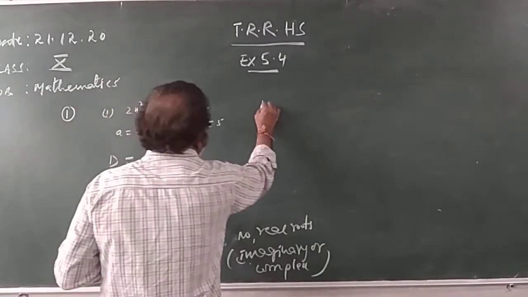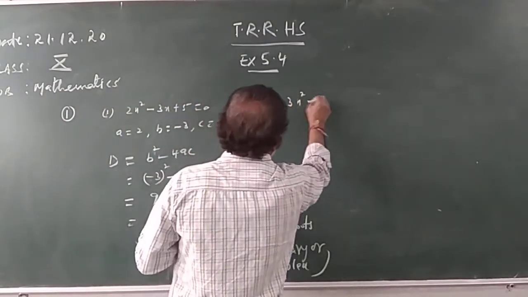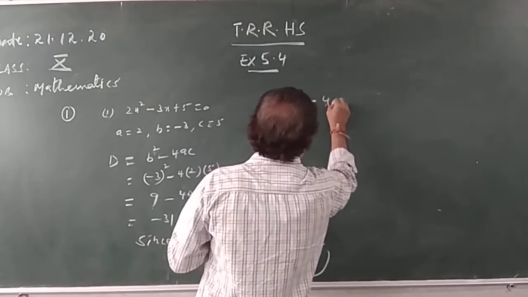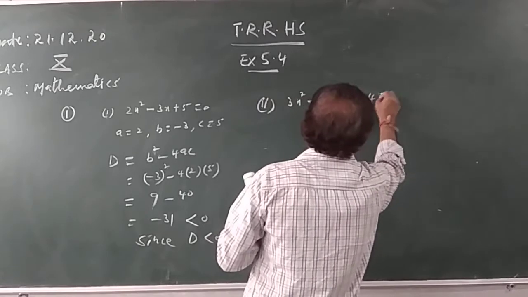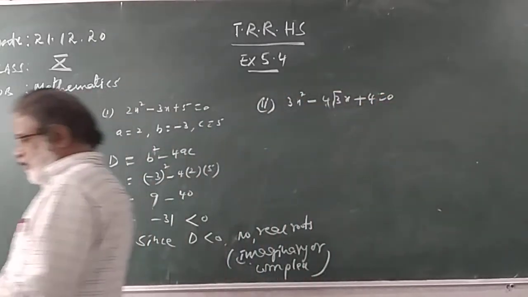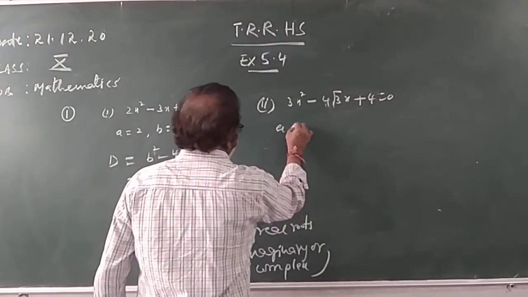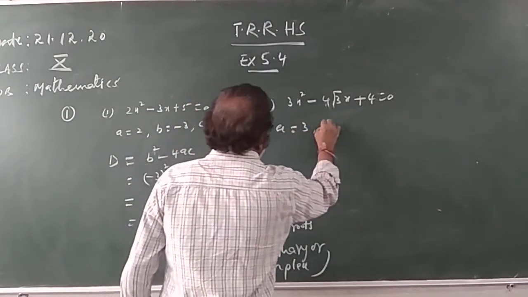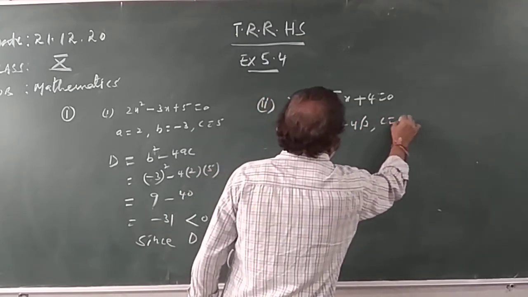We will see the second bit also, children. Now 3x square minus 4 root 3 x plus 4 equal to 0. Comment on the nature of the roots. So a is the coefficient of x square, a equal to 3, b equal to minus 4 root 3, c is equal to 4.